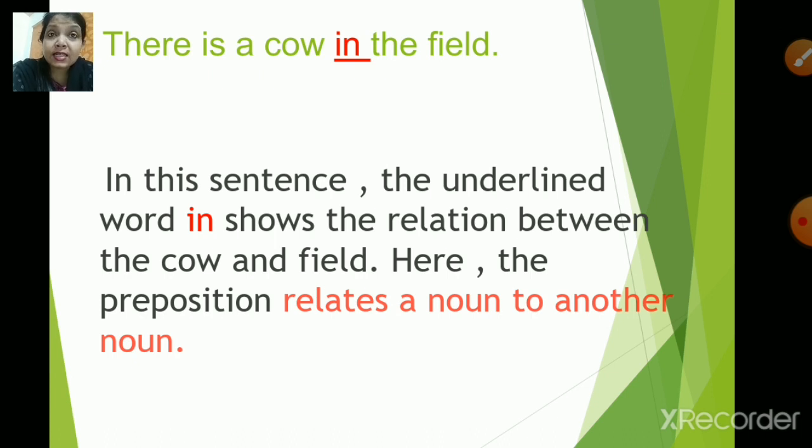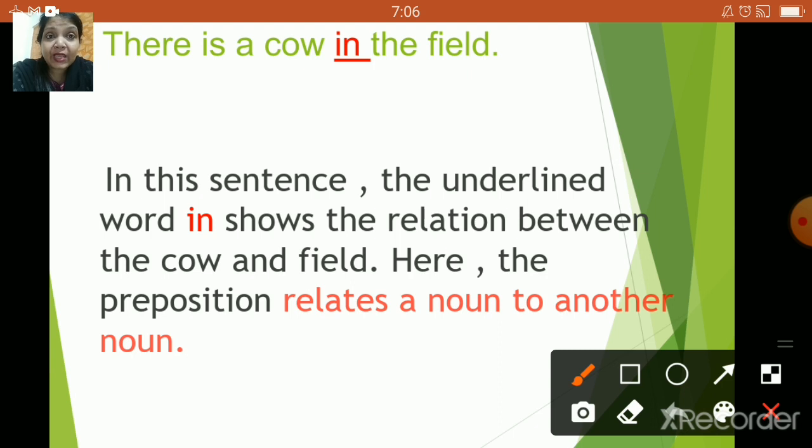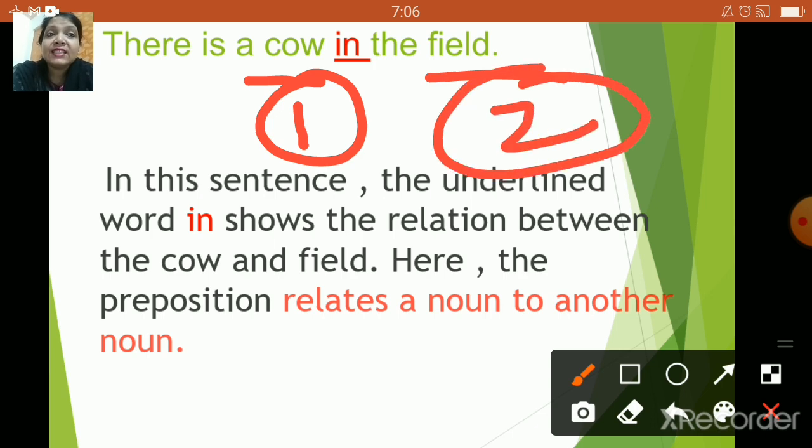Now, in this sentence, children, the underlined word in shows the relation. Relation between what, children? Between cow and the field, isn't it? So here the preposition relates a noun to another noun. That is a first noun to the second noun. So when the relationship is shown over here between the two nouns, we are using one word in between, that's in, right? And it is telling us the relationship between the cow and the field. And that is the reason this particular word is a preposition.